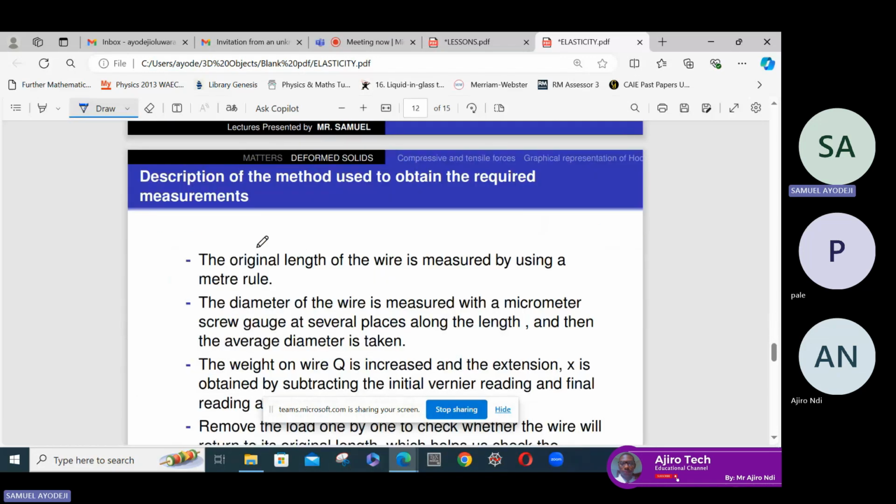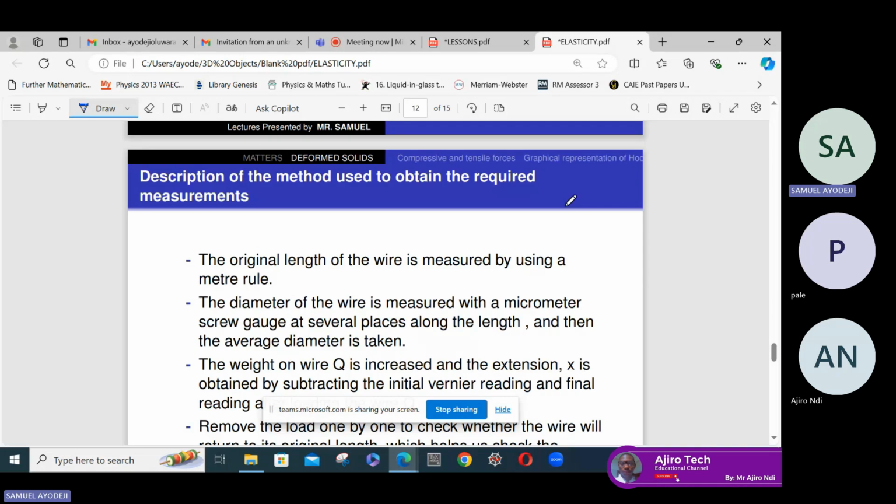Number two, describe the method used to obtain the required measurement. The question may say, describe the method used to determine the modulus in elasticity. In fact, I've seen questions distributed in three forms: one, describe the apparatus; two, the method; three, how the method could be used. So they want the three together. So what was the method?